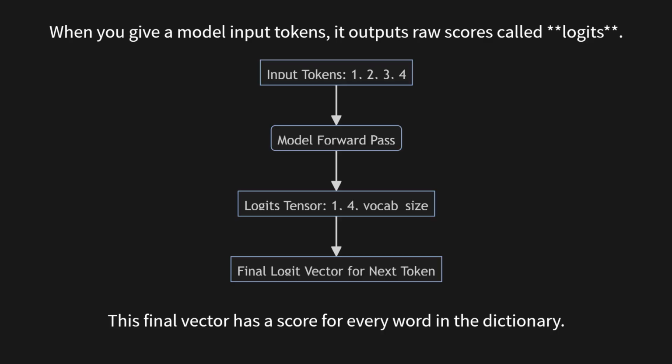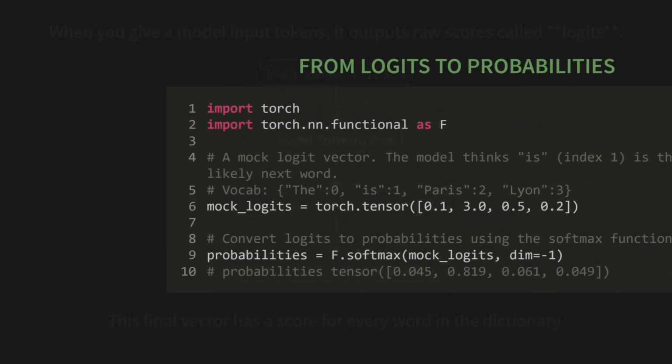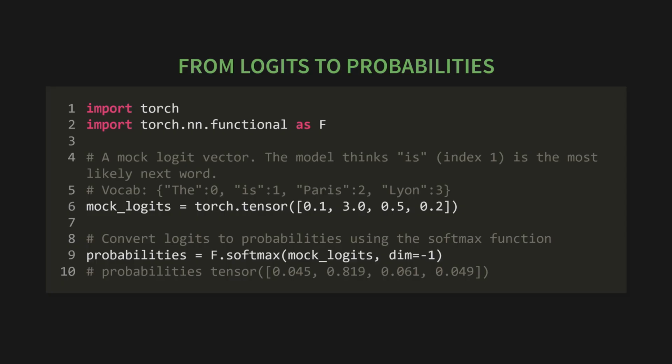So let's look at some code. Imagine we have a tiny vocabulary. "The" is 0, "is" is 1, "Paris" is 2, and so on. Our model outputs a mock logit vector. Let's say torch.tensor with values 0.1, 3.0, 0.5, and 0.2. The model clearly thinks "is" at index 1 is the most likely next word.